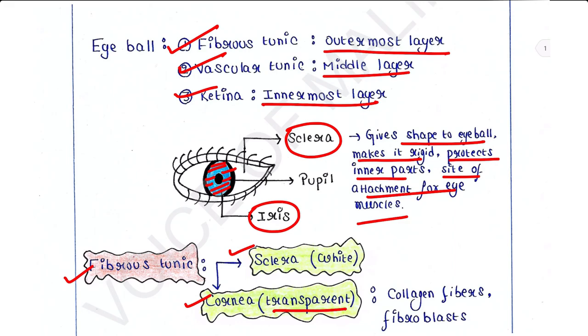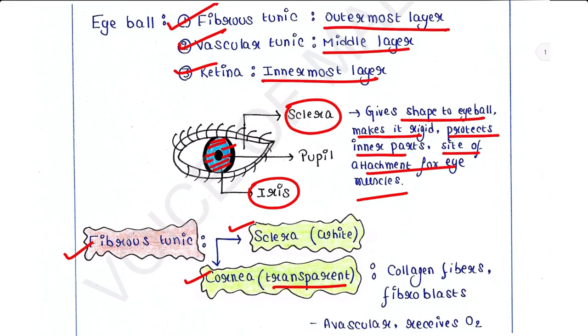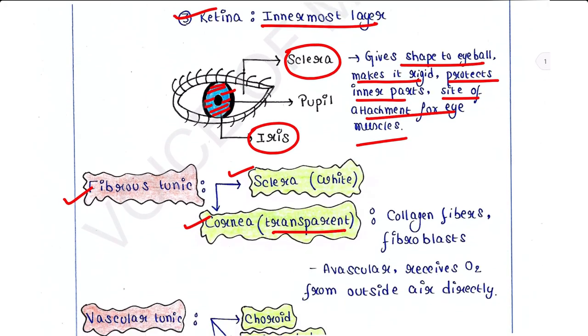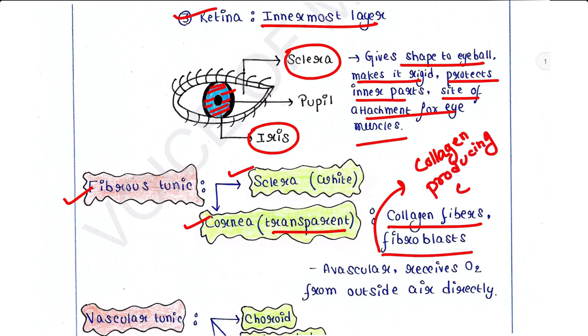And cornea is the transparent part. Cornea consists of collagen fibers and fibroblasts. Fibroblasts are basically collagen-producing cells. Now cornea contains collagen fibers and fibroblasts. Therefore, this layer is called fibrous tunic. And tunic means coating.